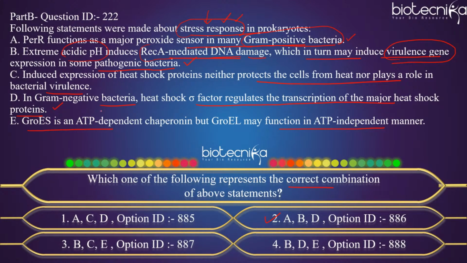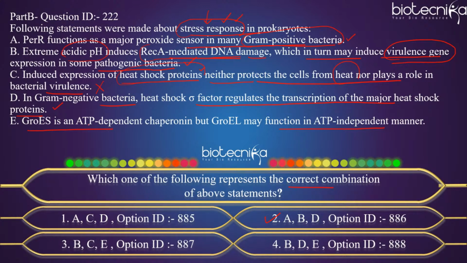Now why are C and E incorrect? Induced expression of heat shock proteins neither protects the cell from heat nor plays a role in bacterial virulence. Is it correct? No, right? If heat shock proteins are responsible for protecting the pathogen against heat shock, how can this statement be correct? It is saying it neither protects. It does protect the cell from heat when heat shock proteins are expressed through the sigma factors. So C is incorrect.